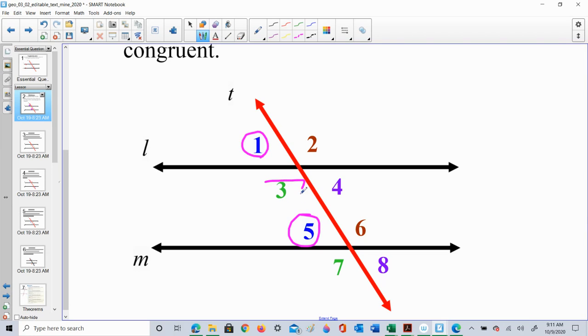Angle 3 and angle 7 are corresponding angles. They're both on the left side of the transversal below the two parallel lines. So these are two pairs. So angle 1 is congruent to angle 5.